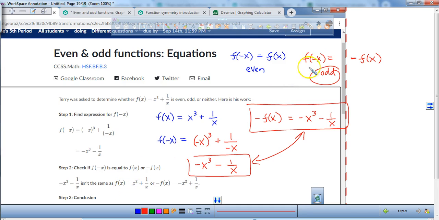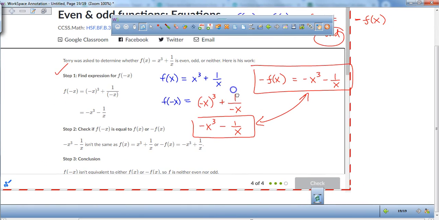So let's see what Terry did. Okay, so he did that correctly. Good. So it looks like so far, for step 1, I'm going to put a check. Terry did step number 1 correctly. But let's look at step 2.